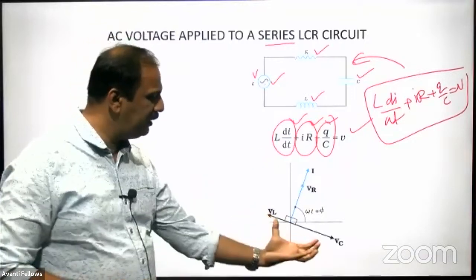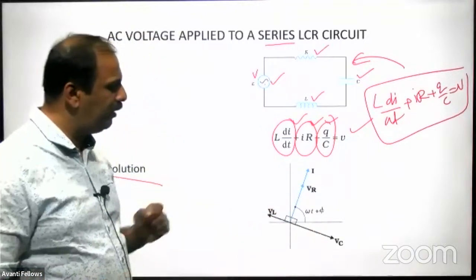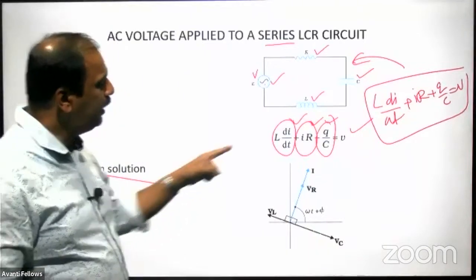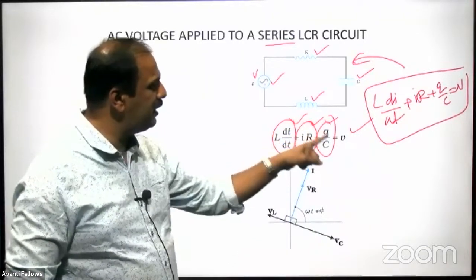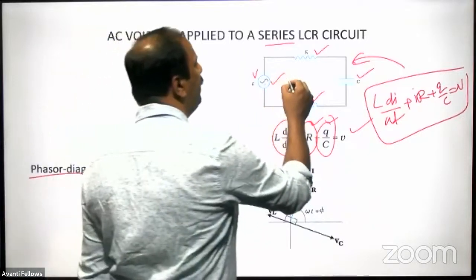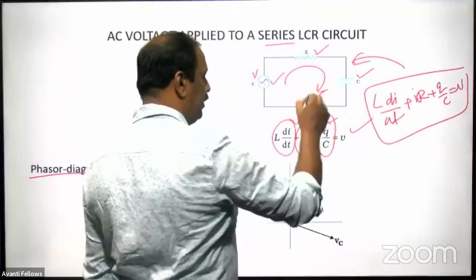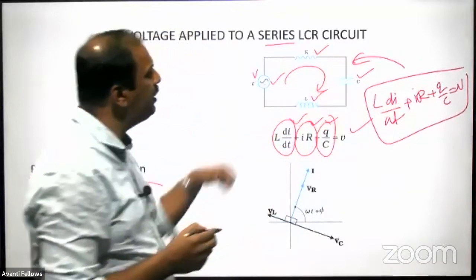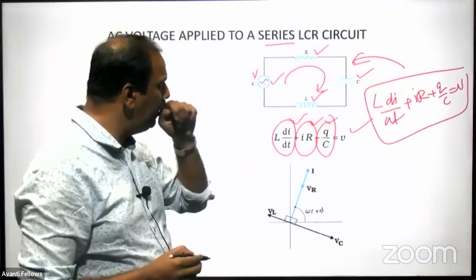So we'll start with this graph. What is this graph? That I will explain first. So we have L, the inductor, the capacitor, and the resistor here. And you know that through this there will be a current. That current passing through the whole circuit will be the same.